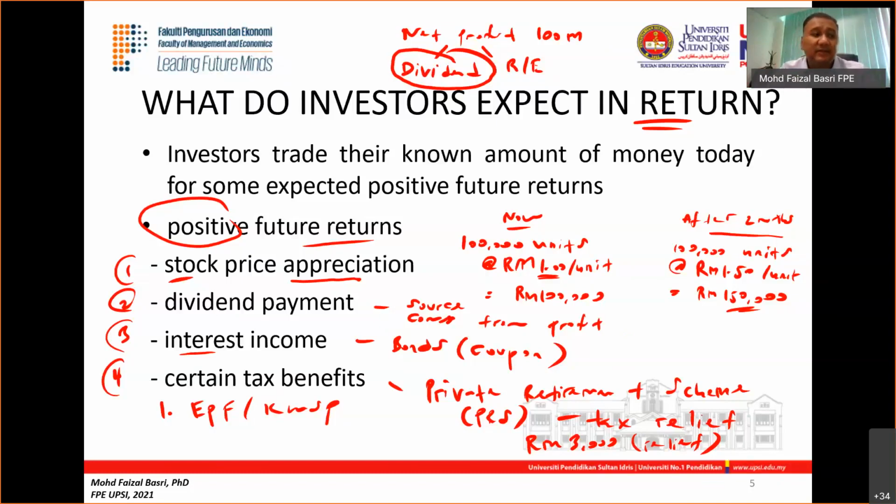I don't need to explain in detail what tax relief is, I think you guys know. It will reduce your chargeable income. So from the income that you have, you deduct all the reliefs. After you deduct these reliefs, you get the chargeable income. This chargeable income determines how much tax you have to pay. So the more reliefs, the less your chargeable income. Therefore, it will be beneficial for you if you have more reliefs, meaning you take advantage of this scheme. So these are the types of returns or benefits that investors look at when they invest.